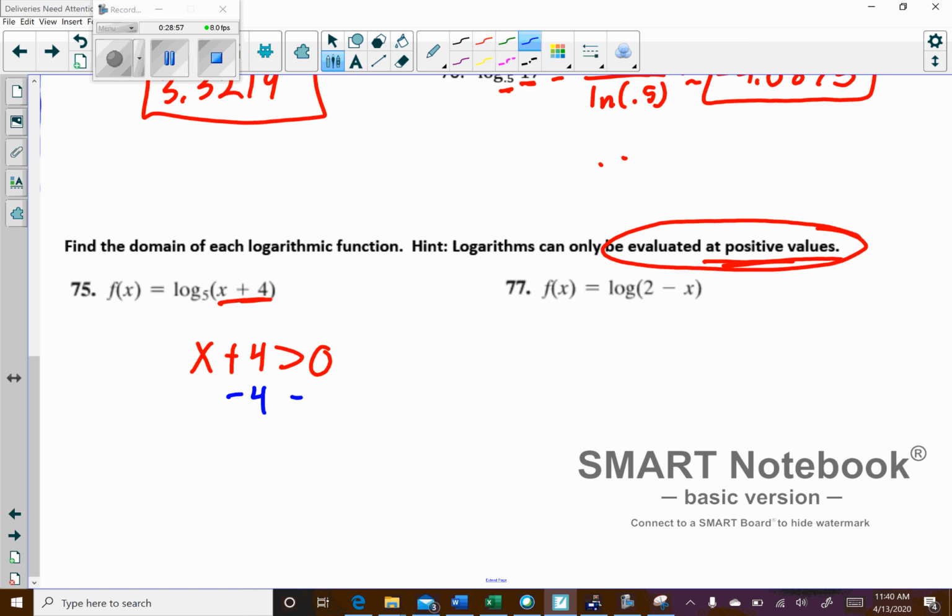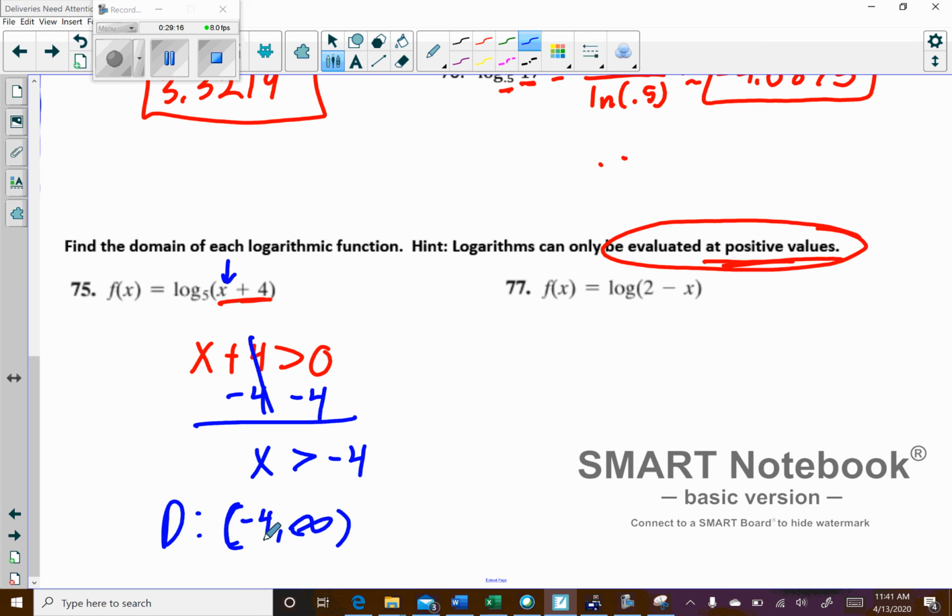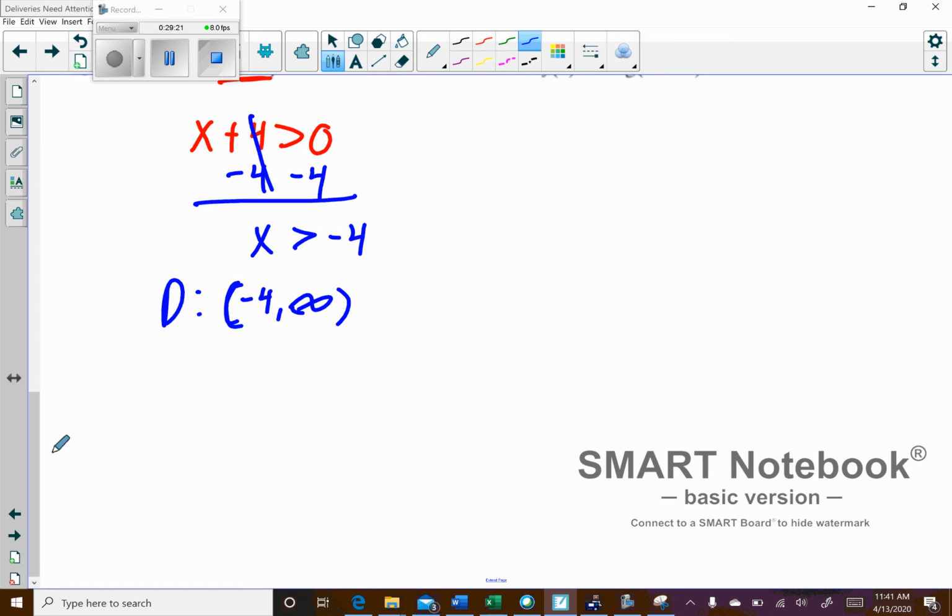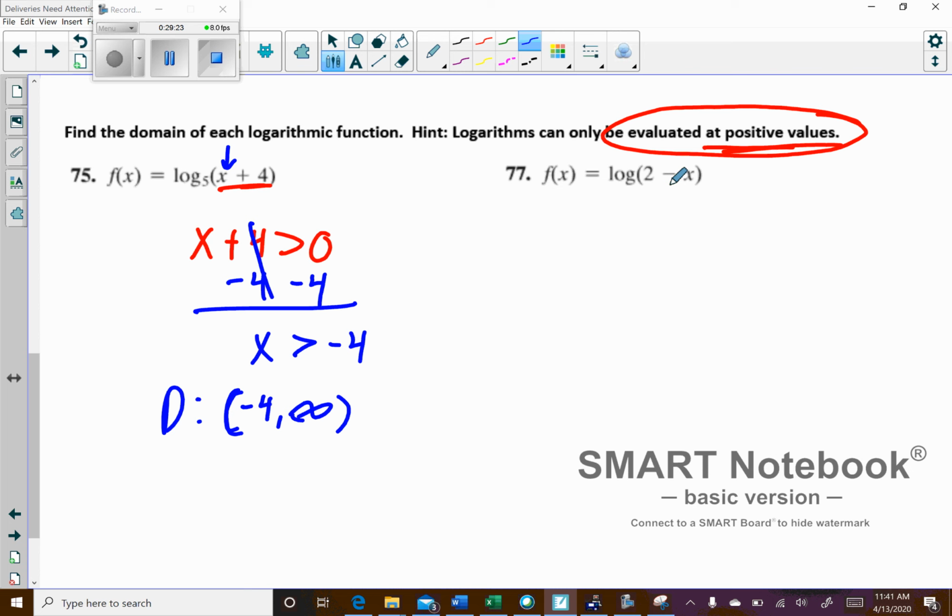So we'll go ahead and solve that. So we'll subtract 4 on both sides. So we get x is greater than negative 4. And then using our interval notation, our domain would be from negative 4 to infinity. So you can evaluate this logarithm function. You can plug in values for x as long as they're greater than negative 4. Okay, now we'll look at the other one. So this logarithm right here, log of 2 minus x. So once again, that expression has to stay positive. So it has to stay greater than 0.